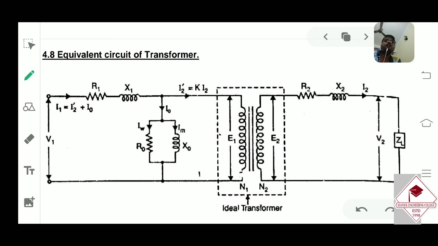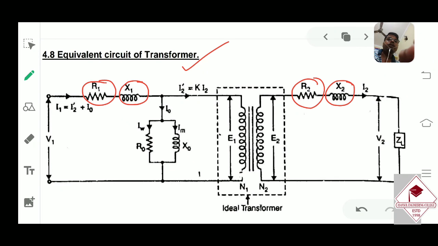Okay, now let us see how to find the equivalent circuit of a transformer. This one is the circuit for the transformer, the initial circuit. Let us first identify each component for better understanding. These things you know. This is the primary winding resistance and primary winding leakage reactance. This is the secondary winding resistance and secondary winding leakage reactance.